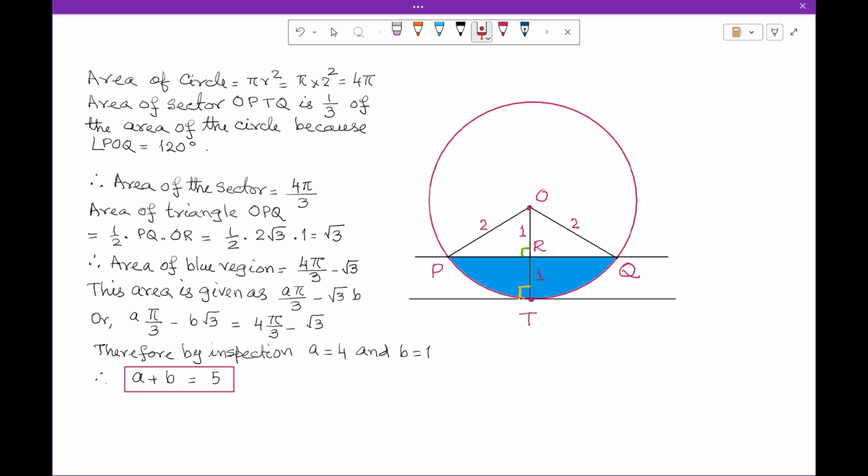This area is given as a pi by 3 minus square root of 3 multiplied by b, or a pi by 3 minus b square root of 3 is equal to 4 pi by 3 minus square root of 3. Therefore, by inspection, a is equal to 4 and b is equal to 1. So, a plus b is equal to 5. This is the answer.